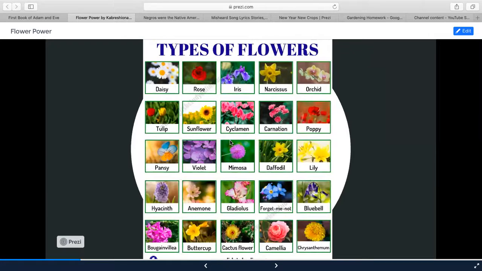So here are 25 different types of flowers right here. We have the daisy, the rose, the iris, the narcissus, right? The orchid, the tulip, the sunflower, the cyclamen, the carnation, the poppy, the pansy, the violet, the mimosa, right? The daffodil, the lily, right? The anemone, the gladiolus, the forget me not, the bluebell, right? Which one is this one? I gotta move this. The bougainvillea, right? The buttercup, the cactus flower, the camellia, and the chrysanthemum. These are 25 different rare and super cool named flowers, and we're gonna talk about 5 of them today. Are you ready? Here we go.